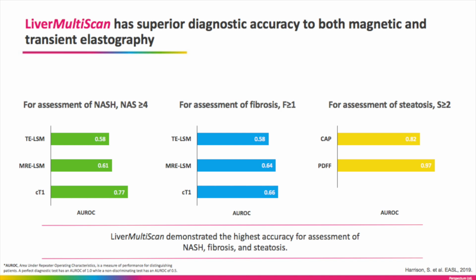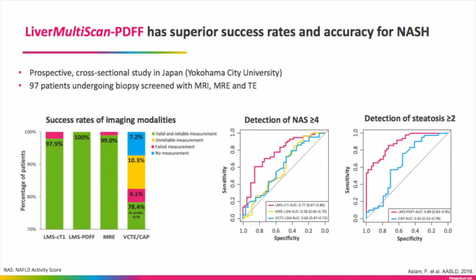All subjects were recruited from a single center in San Antonio, Texas, and results were also compared to liver biopsy. Focusing only on the graph on the far right in yellow, we can see once again how the area under the curve is better for PDFF than that for CAP for the assessment of liver steatosis equal or greater than steatosis grade 2 on liver biopsy. Finally, on this next slide, we can see a cross-sectional prospective study from Yokohama City University in Japan.